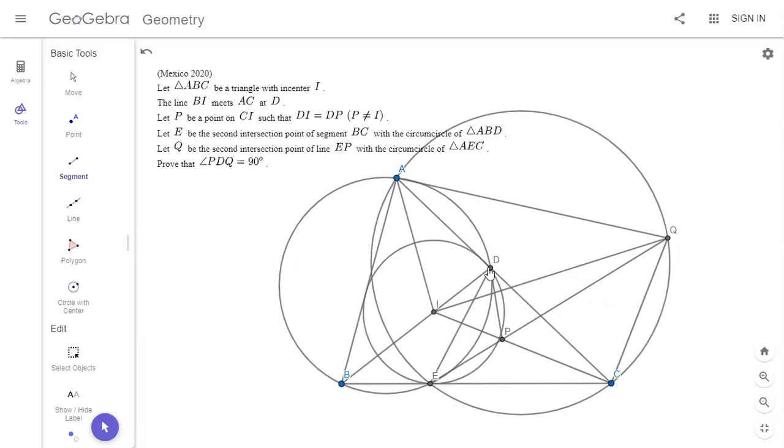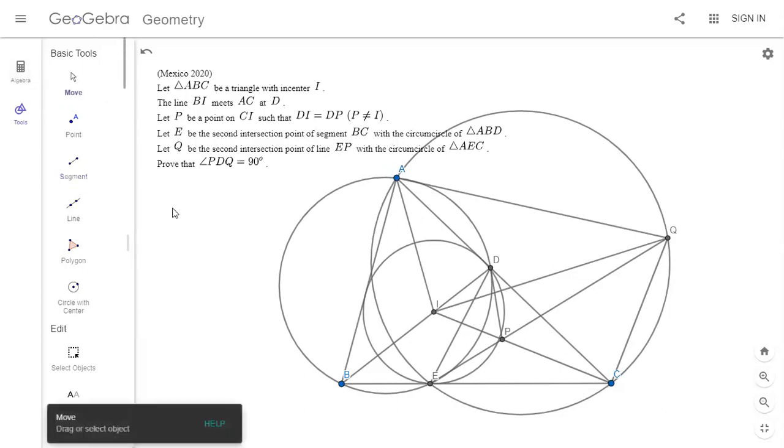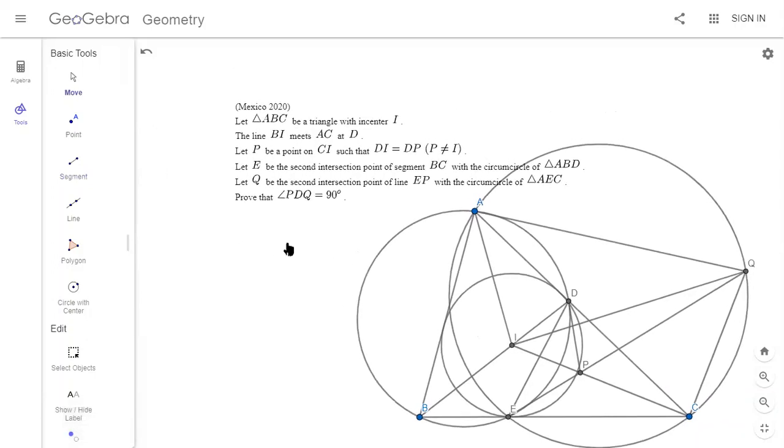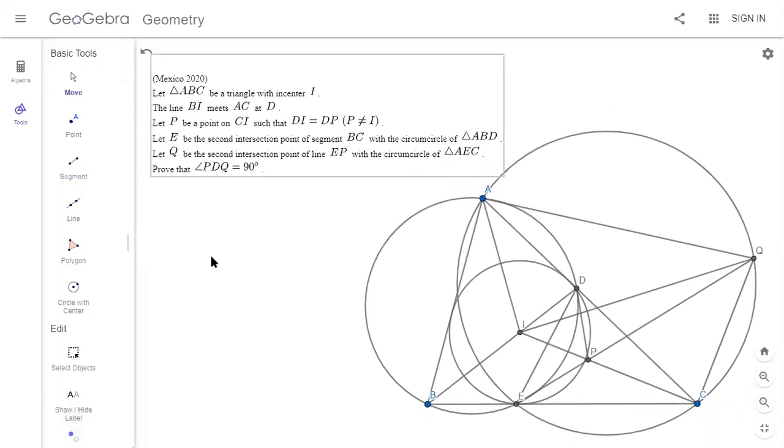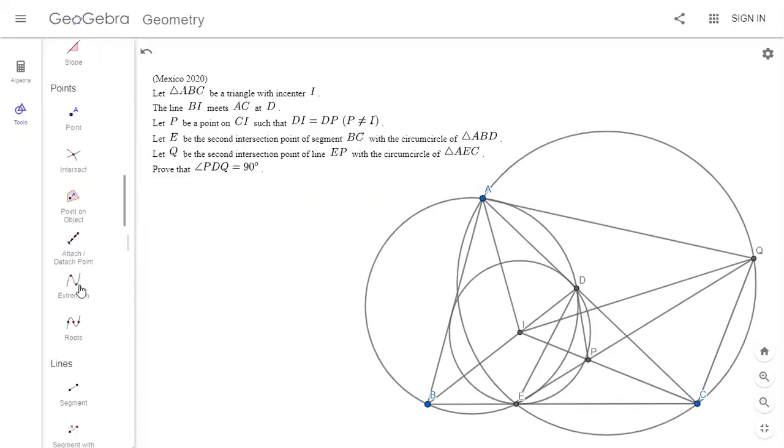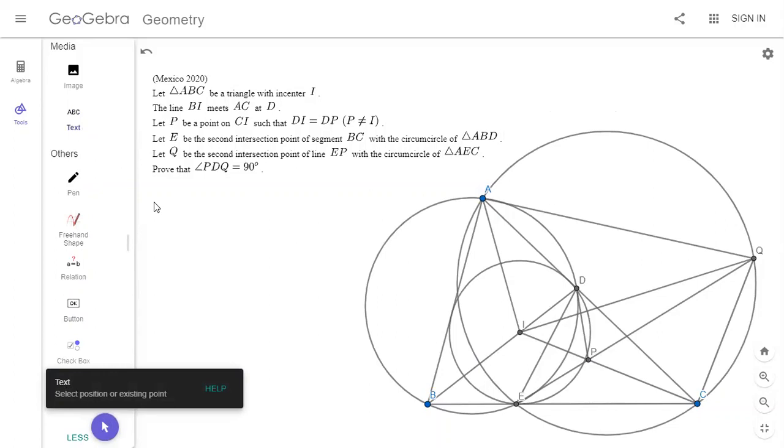I'm sorry, IDA and ICQ. Okay, because they're both right triangles. We need some more things, but at first we want to prove that P is the in-center of DEC. Okay, I'm going to do that in English, I would say. All right, so first I'm going to do that.